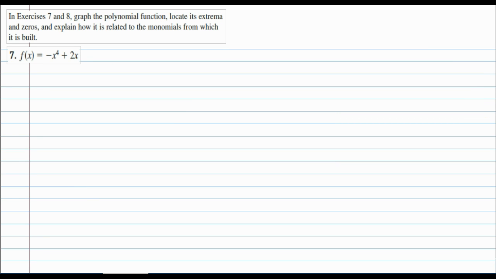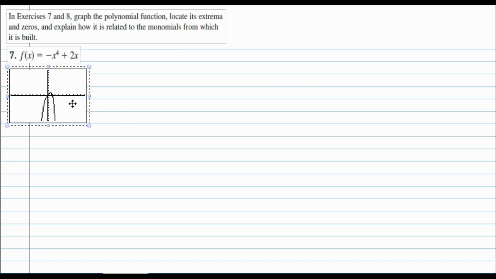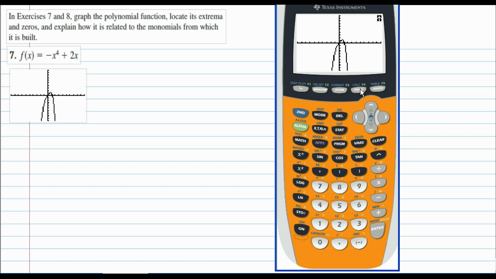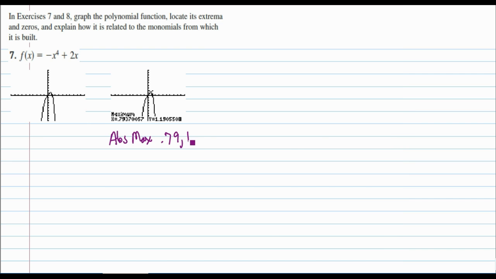Now try problem number 7 asks us to graph the polynomial function negative x to the 4th plus 2x, locate its extrema and zeros, and explain how it's related to the monomial functions from which it is built. So, I have the graph, which kind of looks like an upside down parabola, but with this little weird lopsided part right there. So now I'm going to locate its extrema. There's definitely a maximum right there. So second calc max. So there's an absolute maximum at 0.79, 1.19.